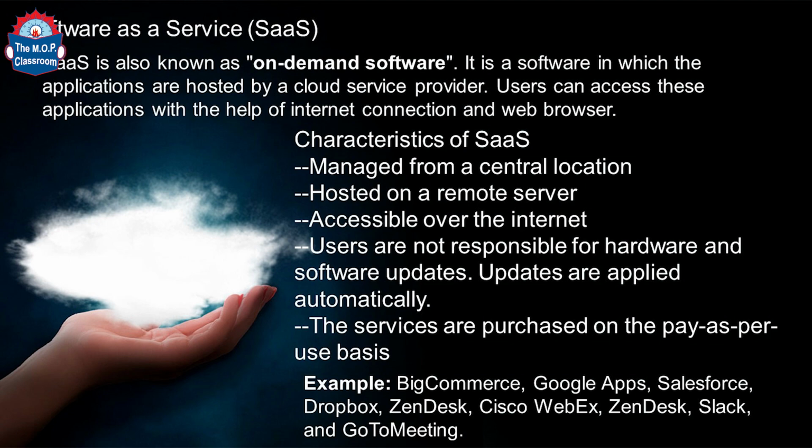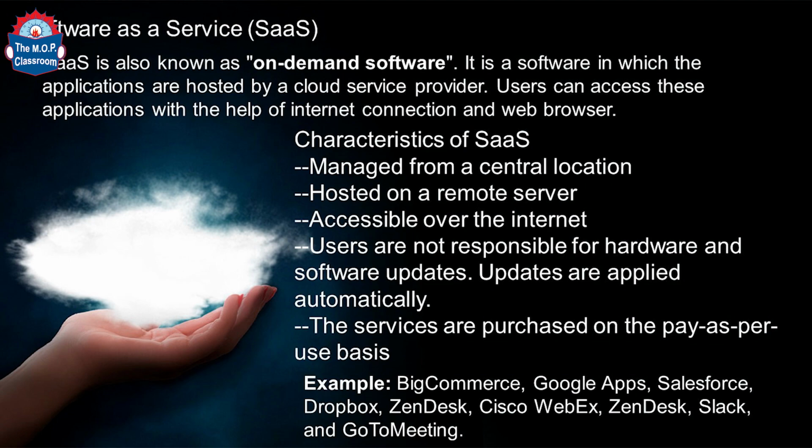Okay, so software as a service is known as the on-demand software. It is a software in which the applications are hosted by a cloud service provider. Users can access these applications with the help of an internet connection and a web browser. So these are all the characteristics of the software as a service provider.